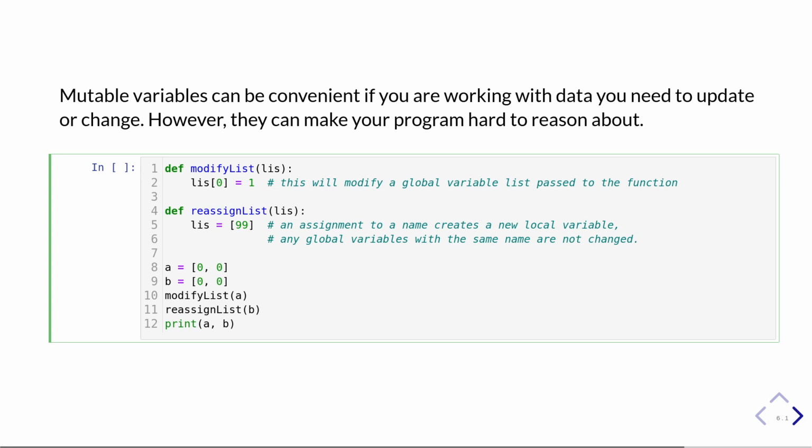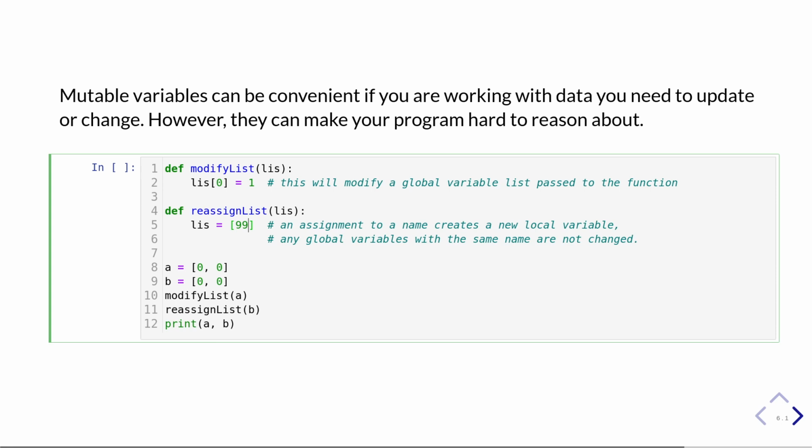By contrast, if you call the next function, reassign list, on a list A, then A will not be changed after the function call. The reason for that is that any assignment to a name inside a function definition, like this assignment here to the name list, creates a new local variable with that name. It does not modify any global variables which happen to have the same name.